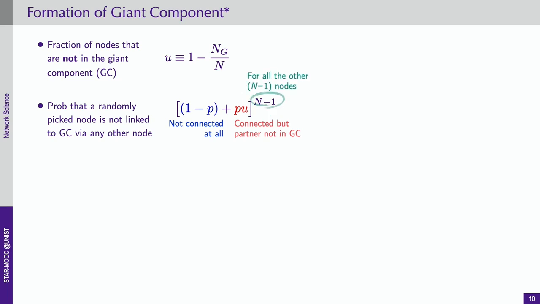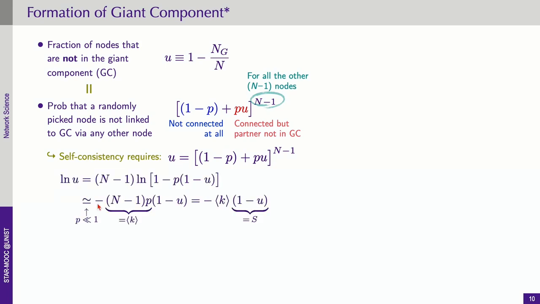Now we see these two expressions should actually be the same. By taking the logarithm on both sides of the self-consistency equation, and using the sparse network approximation, we obtain this nonlinear, actually transcendental equation. Here, S is the fraction of the nodes that constitute the giant component.